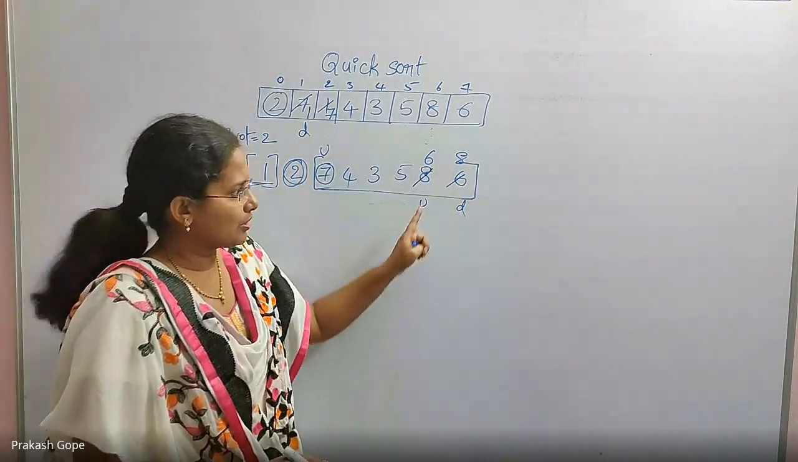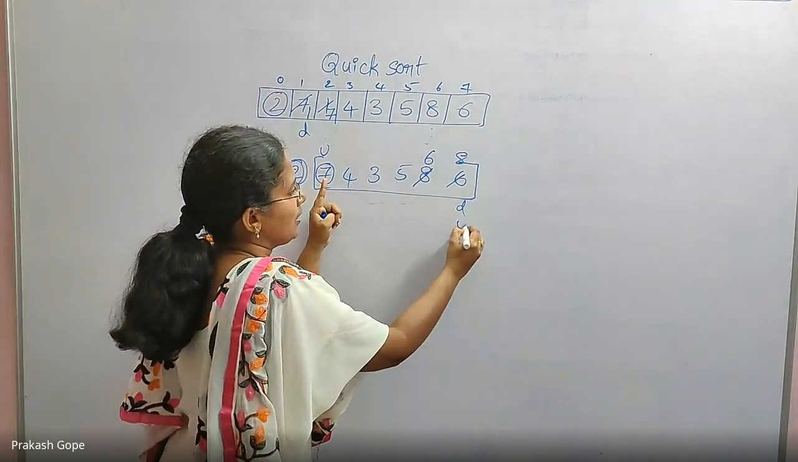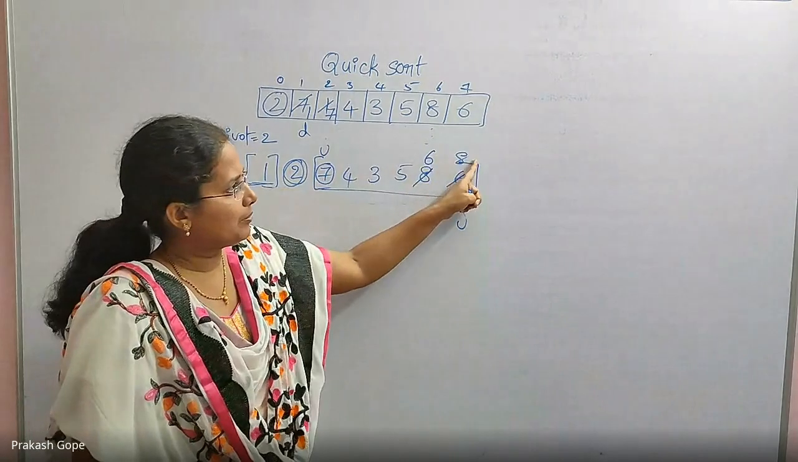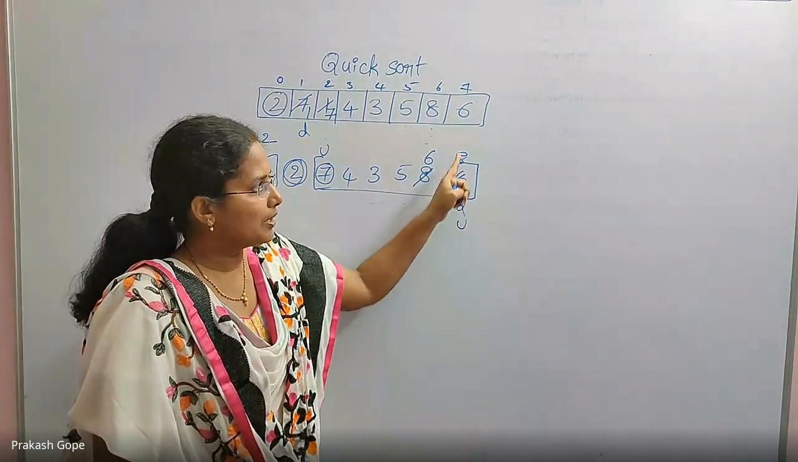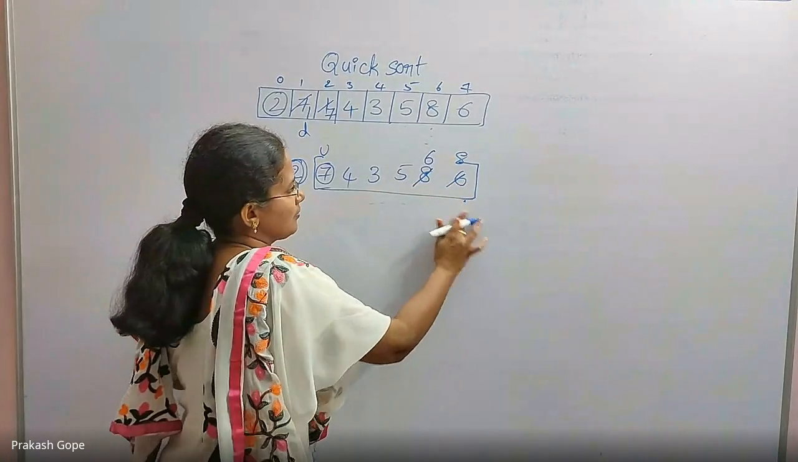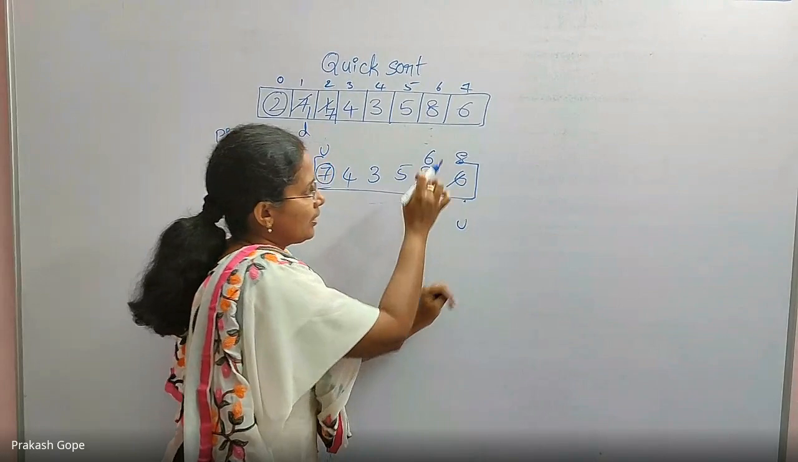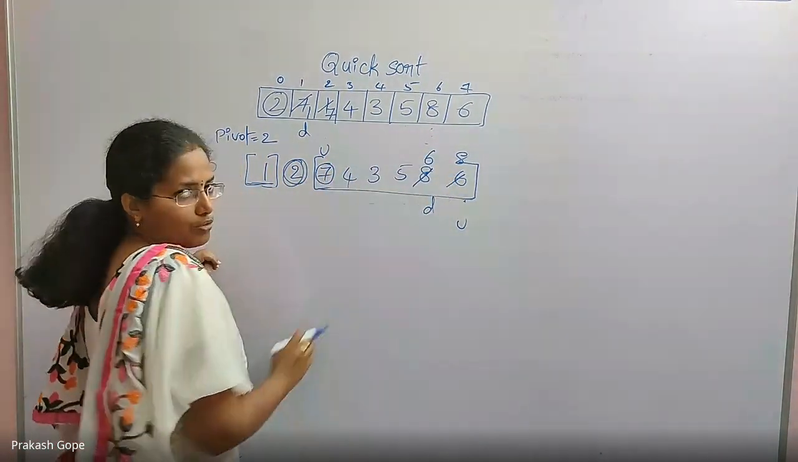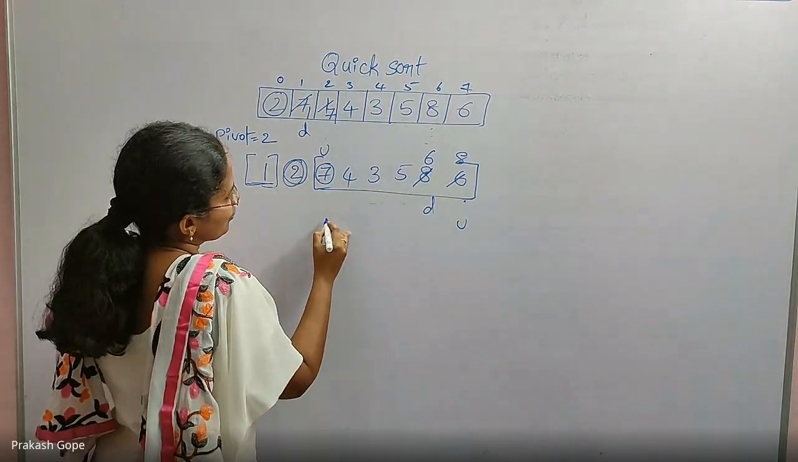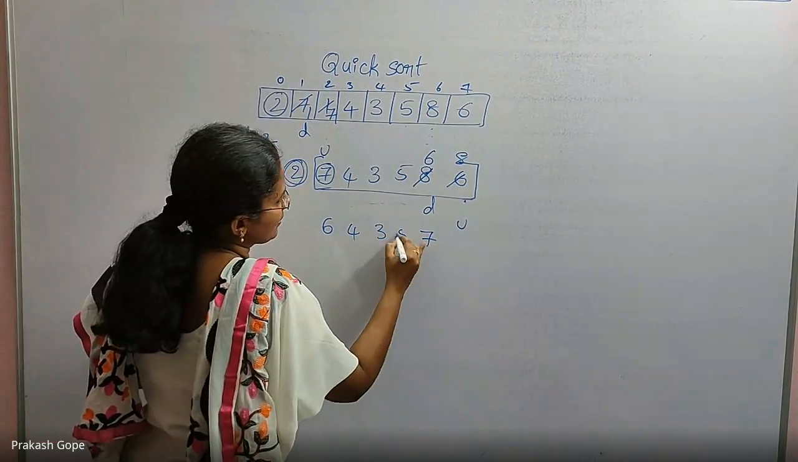Again continue the same process. Up element is less than or equal to pivot? Yes. Increment up. Up element is not less than or equal to pivot, so stop. Down element is greater than pivot? Yes. Up and down are like this, so stop. Down position is the right position for pivot. So swap down element and pivot element. So 6 will come here, 7 will come here, remaining all are as it is.